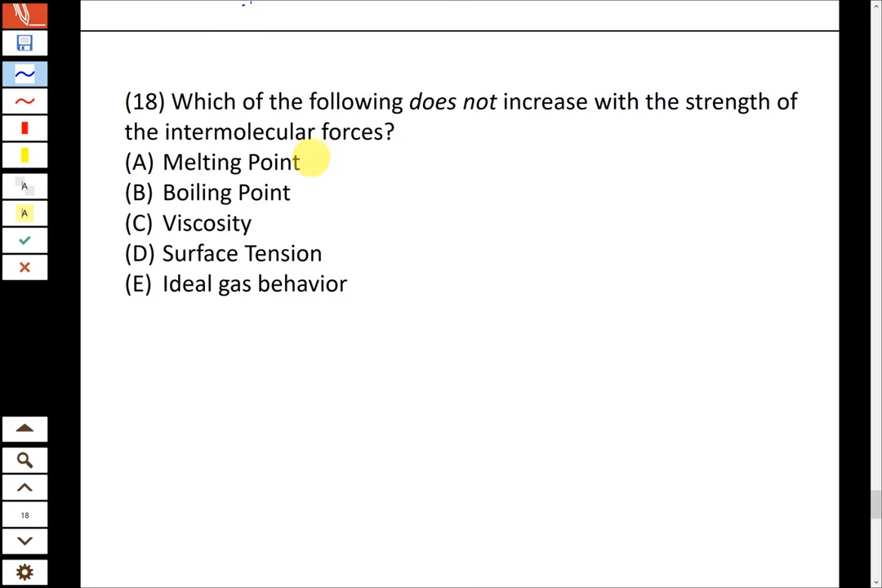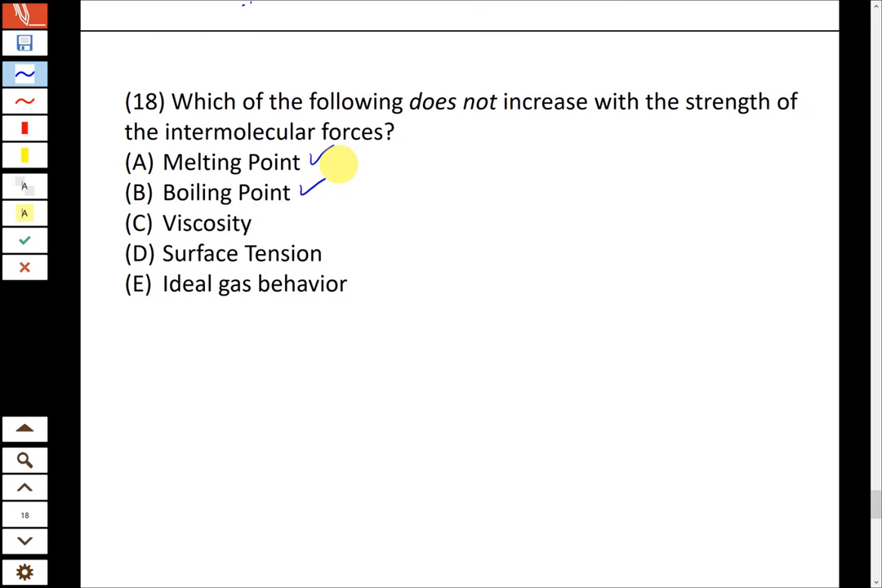So melting point or boiling point, the phase change temperatures, are both going to be increasing as we increase the strength of the intermolecular forces. Because when we melt a substance into solid, we have intermolecular forces holding those molecules in place. You have to put energy into the solid to break some of those forces apart to allow them to move around as a liquid.